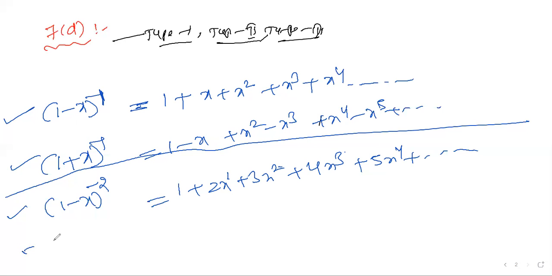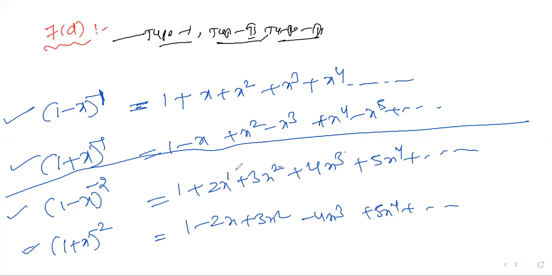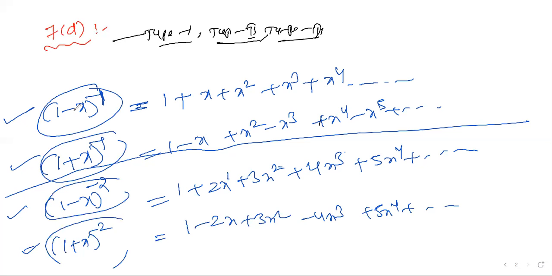Similarly, for 1 plus x whole power minus 2, you may expect alternate signs: minus 4x cube plus 5x power 4, like this. This is the expansion of these individual terms. You have to remember this when you're doing the 7th D questions. Still any doubt? Please copy the formulas for your reference. Can I move to questions now?